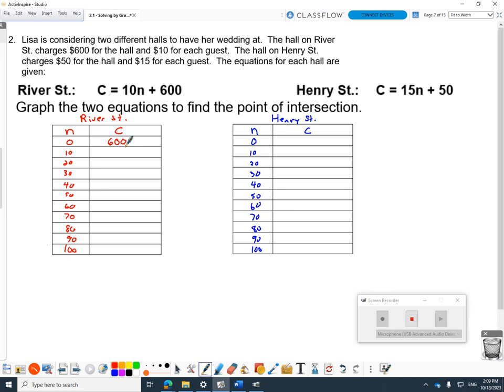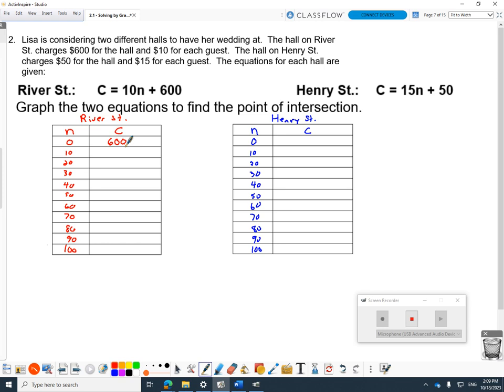But what I mean is, if Lisa decides she's only going to have 10 guests, can we agree she's not going to do that? She's going to invite more people than that. But if she's only going to invite 10 guests, what would her total charge be? Forget the equations. Forget everything else. Just go 600 for the hall.